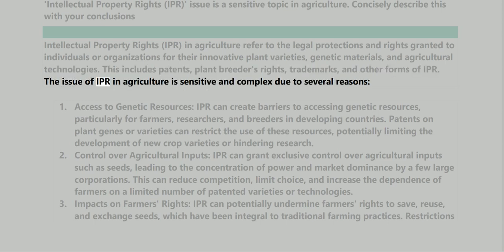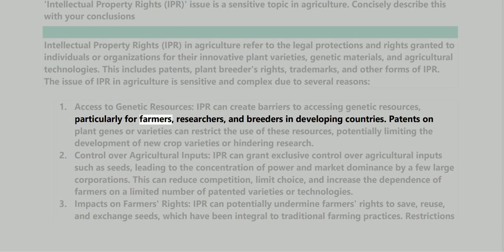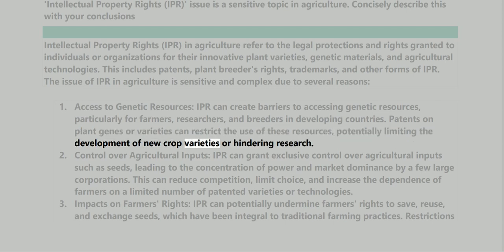The issue of IPR in agriculture is sensitive and complex due to several reasons. 1. Access to genetic resources. IPR can create barriers to accessing genetic resources, particularly for farmers, researchers, and breeders in developing countries. Patents on plant genes or varieties can restrict the use of these resources, potentially limiting the development of new crop varieties or hindering research.